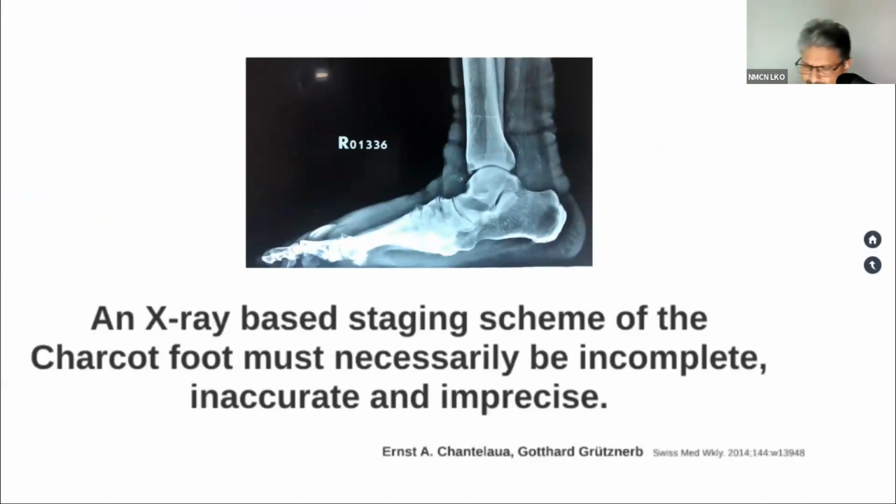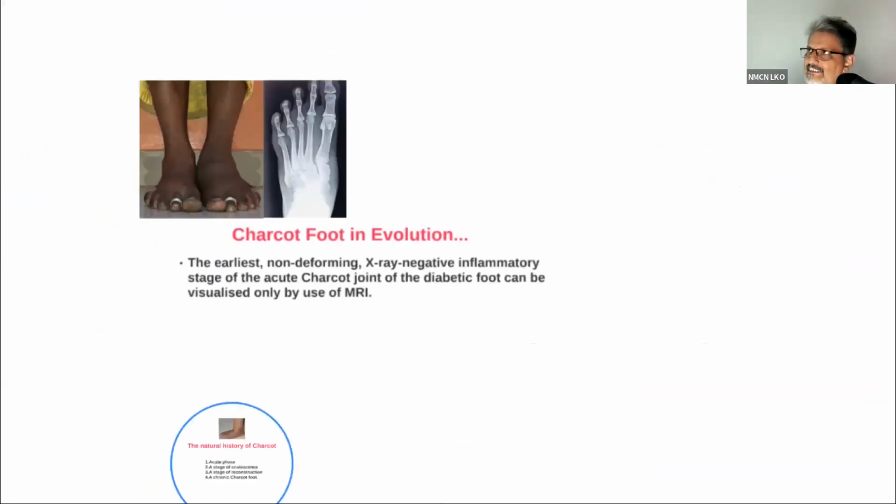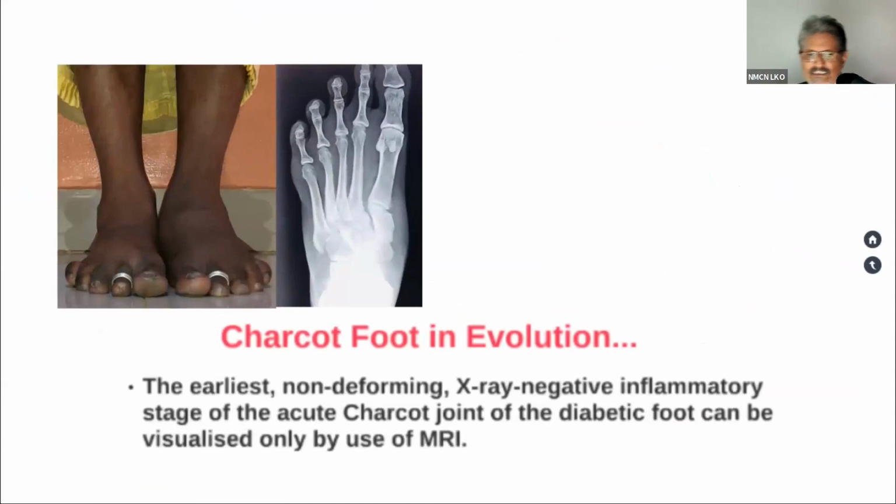So it's very important that we step to the next level, where I'll give an example. The patient came to us with a left side foot swelling. We took an X-ray, weight bearing, and everything was normal. So the Charcot foot is in evolution, it is in progress. The issue is that the earliest non-deforming, X-ray negative inflammatory stage of the acute Charcot joint of the diabetic foot can be visualized only by use of MRI, because it is in process.